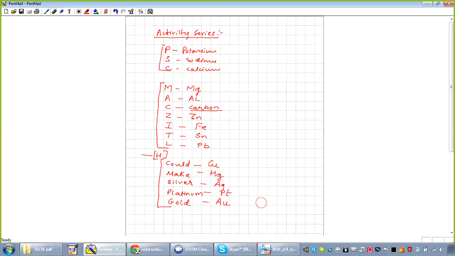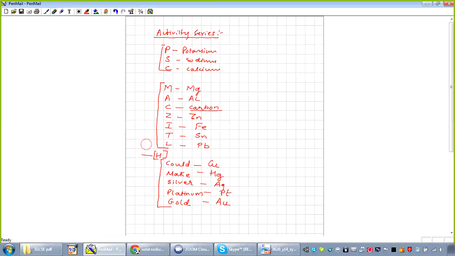What's between C and M? What's between calcium and magnesium? There is nothing between calcium and magnesium. Only in order to remember it in a convenient way, I have just written it like this: PSC, Maxital, copper, mercury, silver, platinum, gold.